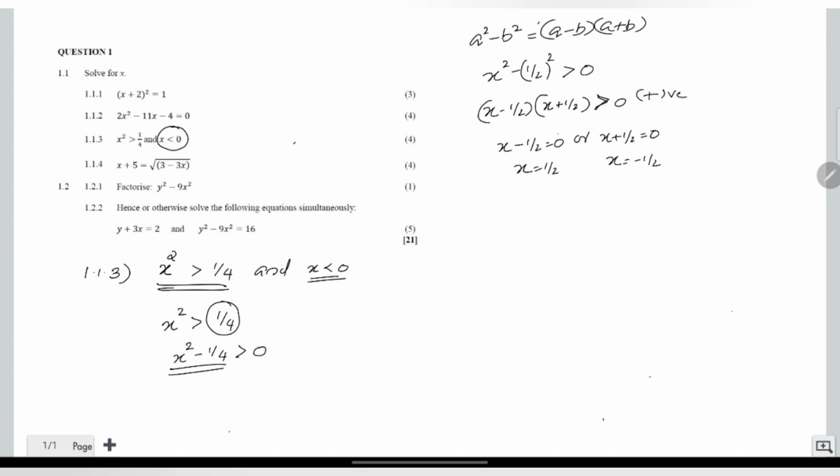Okay, when you deal with inequality, don't leave the answer here. Don't think that this is the final answer. No, many of you are leaving it like that. I saw it. So please don't do it. These are our critical values. We need them.